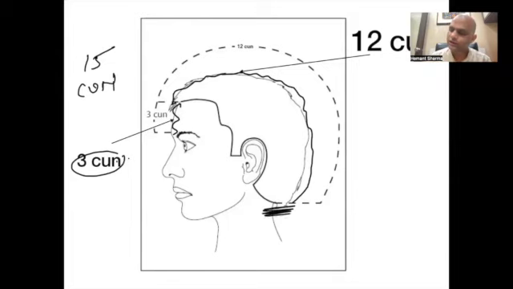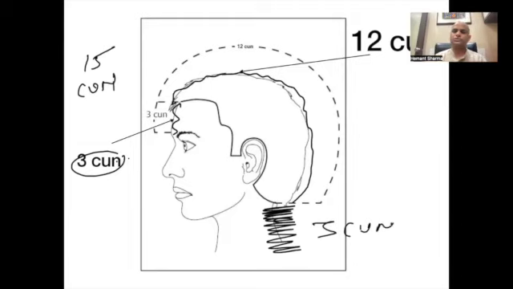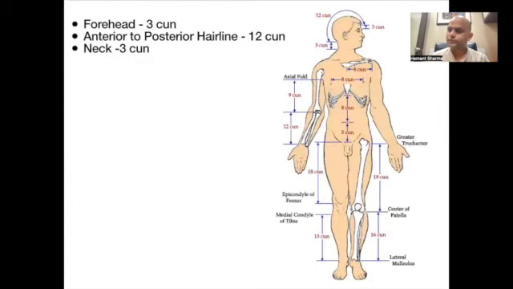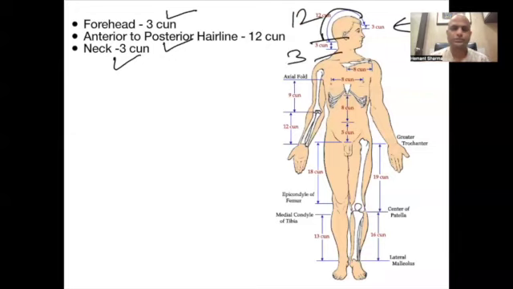If we measure the length of the neck, the length of the neck is also 3 chun. So here it's written: the length of the forehead is 3 chun, the length from anterior to posterior hairline is 12 chun, and the length of the neck is 3 chun. We can see the 3 chun, then this is the 12 chun, and again the neck is 3 chun. Right?